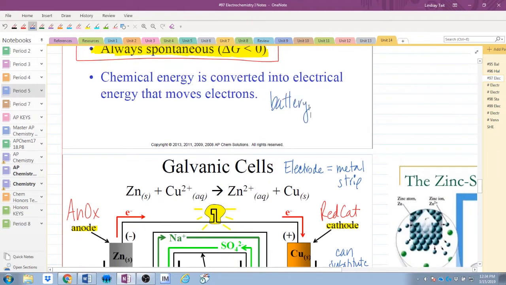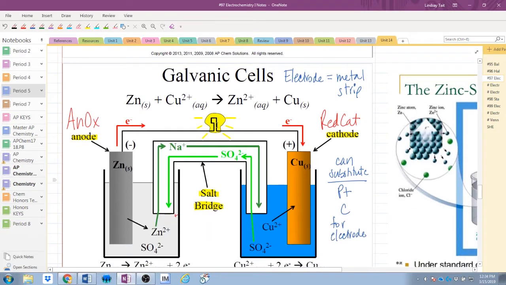Yes, because this chemical reaction is going to favorably happen. I don't have to do anything. I just have to get the reactants there. And now electrons are going to flow on their own. And so it's going to generate electricity, right? A voltage.